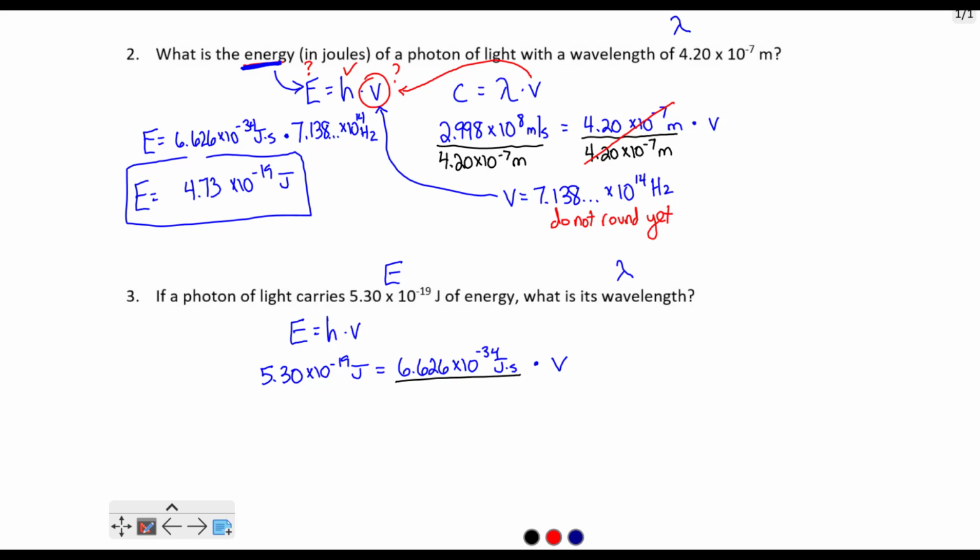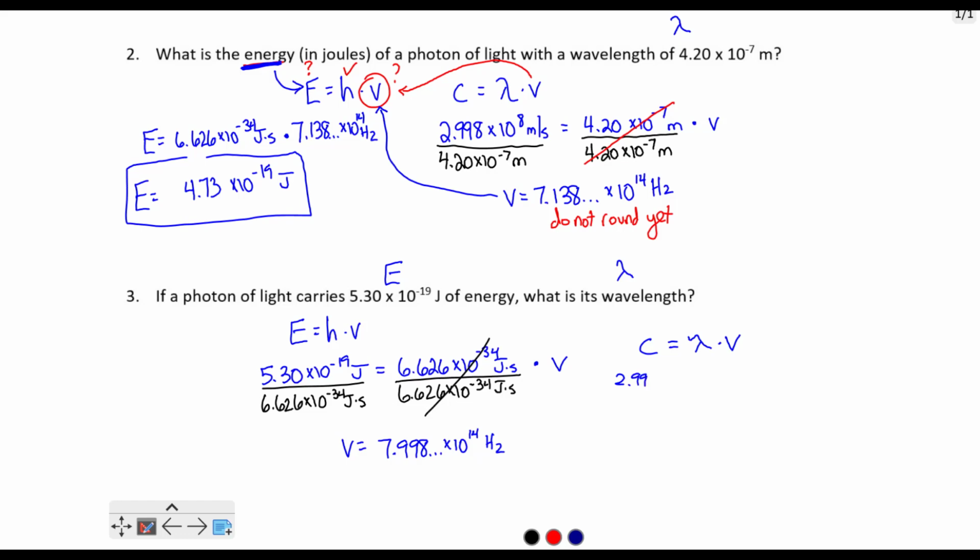So I'm going to divide both sides by Planck's constant. And of course, that cancels out. That works out to be 7.998, but I got to keep all those digits on my calculator, and that's times 10 to the 14th. That's hertz for frequency. So now I can take that other equation, that speed of light is equal to wavelength times frequency. I can just start plugging in my numbers.